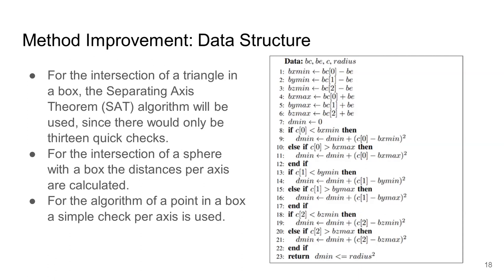The algorithm is as follows. BC is the box center, BE is the box extent, or half distance of the box. C is the center of a sphere, and the value is the radius of the sphere. Bx min, By min, Bz min, Bx max, By max, and Bz max are the points of the box. The rest of the algorithm compares the points of the sphere in axes X, Y and Z, and compares the minimum distance with the radius.